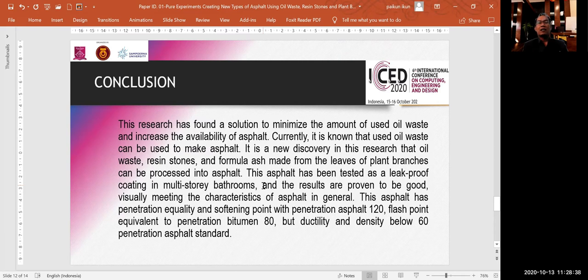The asphalt has penetration quality and softening point equivalent to penetration asphalt 120 and penetration bitumen 80, but its ductility and density are below the 60 penetration asphalt standard.